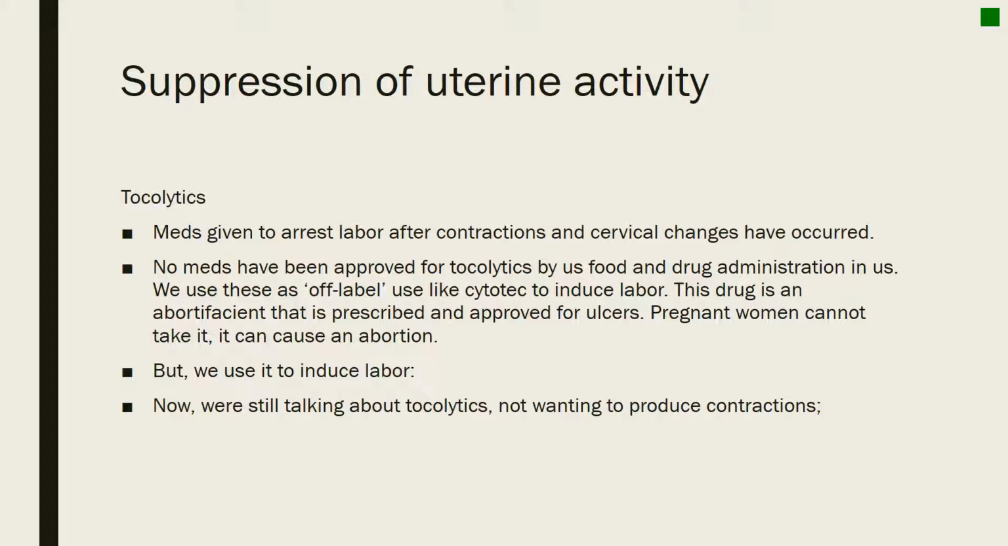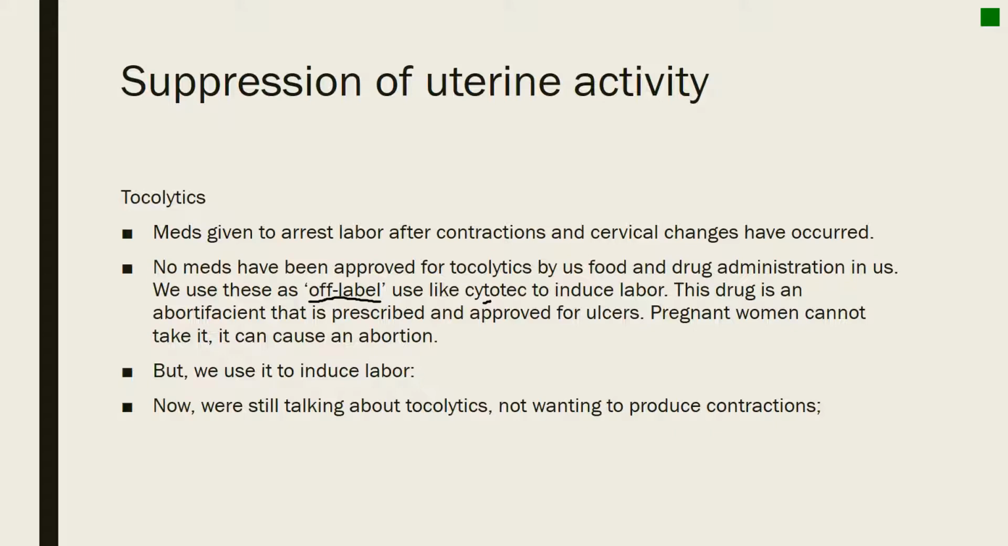All right, so we've talked about preterm labor. So let's talk about suppression of uterine activity, specifically tocolytics. This is a medication given to arrest labor after contractions and cervical changes have occurred. No meds have been approved for tocolytics by the Food and Drug Administration in the U.S. So why are we talking about this stuff? Because we use it in an off-label manner. Some of you have seen them use Cytotec in labor and delivery to induce labor. This drug is the same thing. It's not been approved by the FDA to use in this way, but we use it this way.